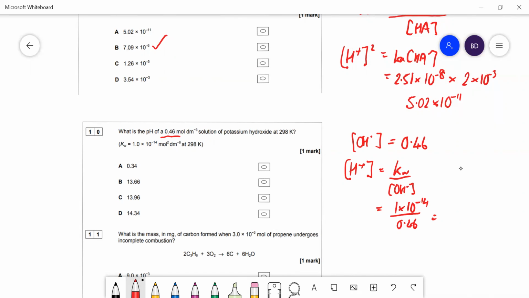That gives us 2.17 times 10 to the minus 14. And we take the pH of that, the minus log of that. 13.66 is the answer. Minus log of that is 13.66. Right.